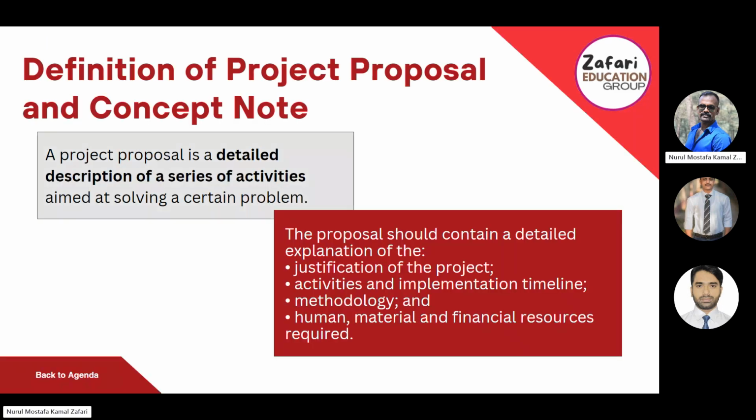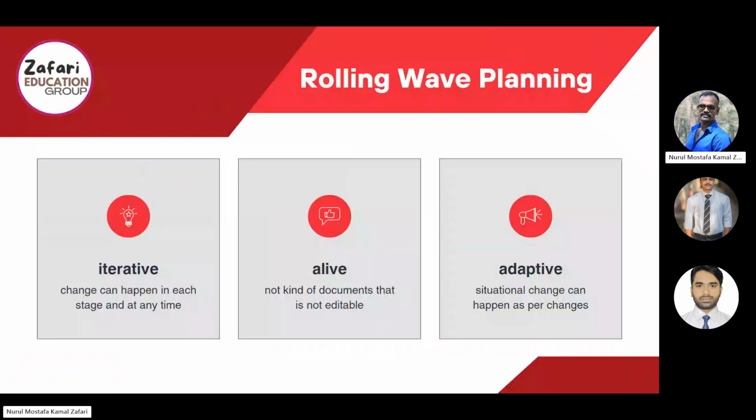So these 3 elements are very important, and they make the rolling wave planning very much fruitful, practical, and pragmatic, as it allows discretion and softness.